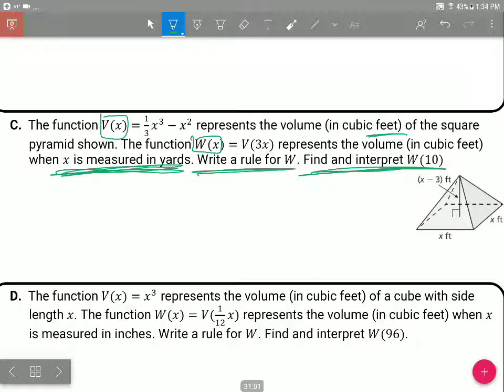Okay? So, if we're going to write the rule for w, are we putting 3x on the inside, or are we multiplying the whole thing by 3? 3x on the inside. It is inside the parentheses, so we're going to put it on the inside. So w of x equals 1/3 (3x) cubed minus (3x) squared. And then we can clean it up a little bit. Anybody remember what 3 to the third power is? 27. But then we got that 1/3 out front. So what's 27 divided by 3?